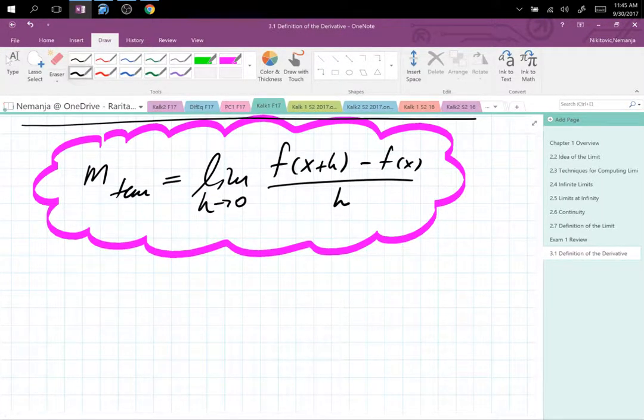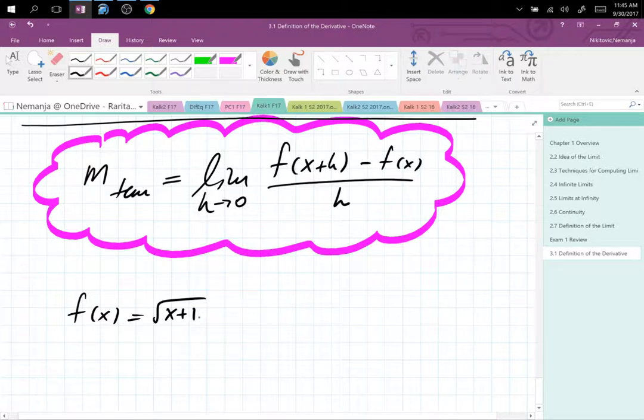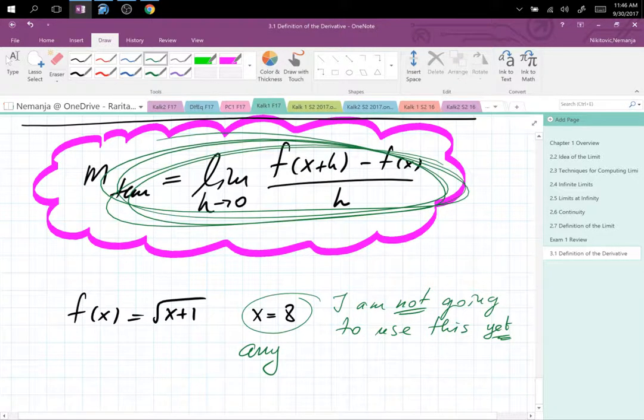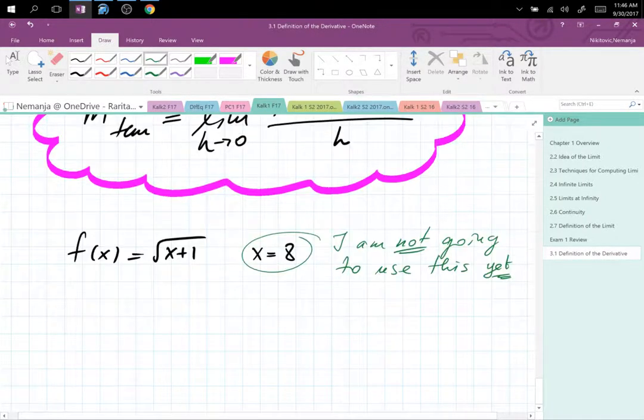Now observe what will happen if I do this. I have my f of x as the square root of x plus 1. I still have the x equals 8 or whatever it was, but I am not going to use this yet. I will use it later. Let me solve for any value using this formula here. And the way I'm going to do that is I'm simply going to plug everything in without using the number 8. I'm going to use x instead of 8.